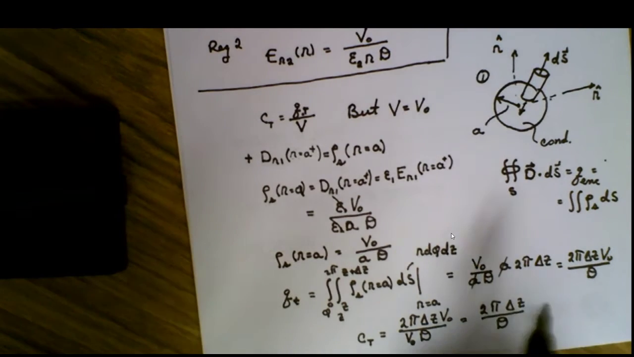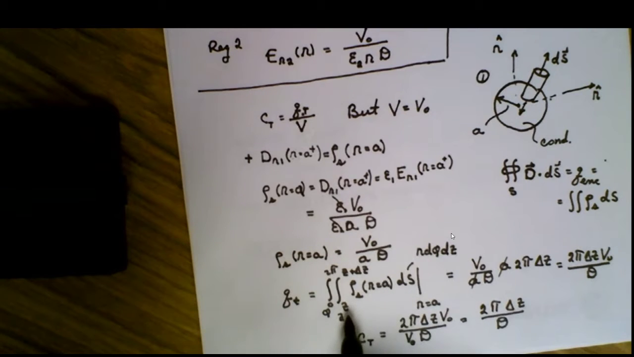So consequently, let us look at a small region in capacitance, and let us divide through the capacitance by that element of length that goes to infinity. This is going to give us what we call the distributed capacitance.